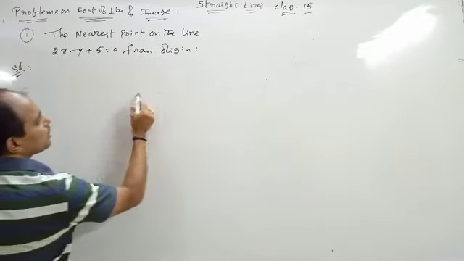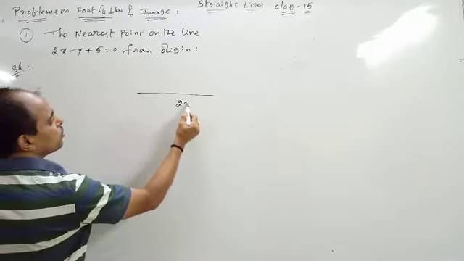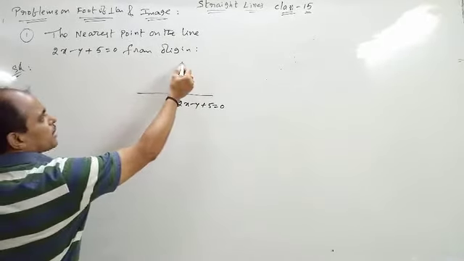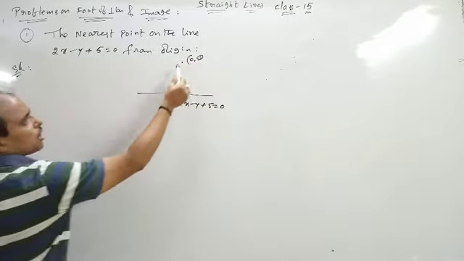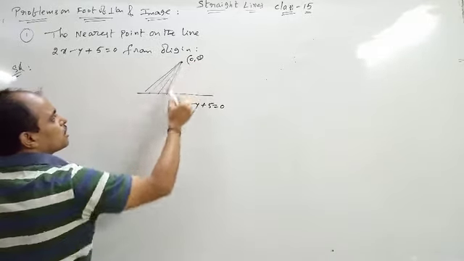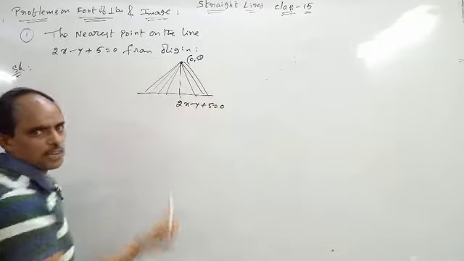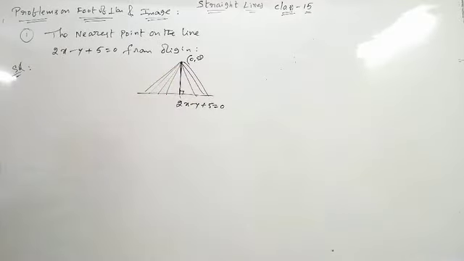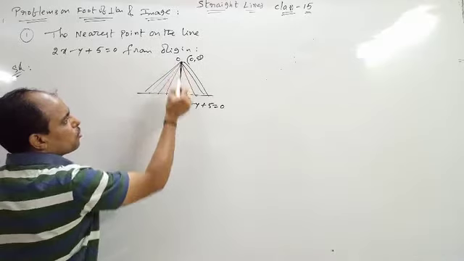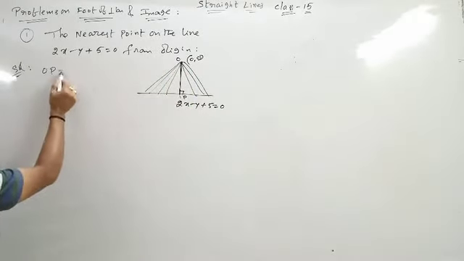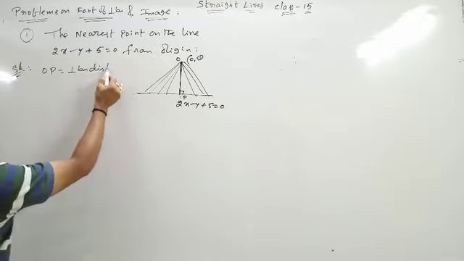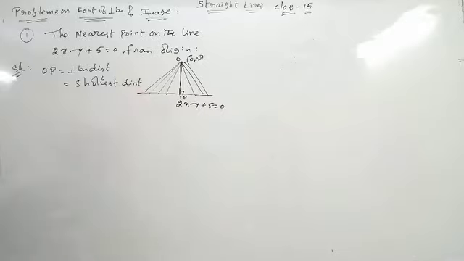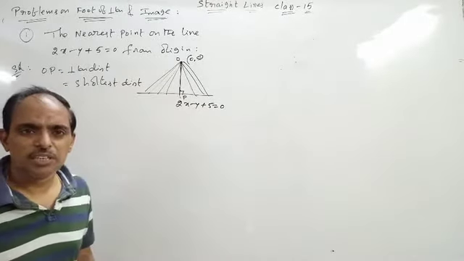Let us suppose this is the line. What is that line? 2x minus y plus 5 is equal to 0. And origin is somewhere. Let us suppose origin is here. What will be the shortest distance? These are all distances from origin to the given line. The shortest distance is nothing but the perpendicular distance. So this will be the least distance, OP. So OP is equal to perpendicular distance, which is shortest distance. So what about P? P is nothing but the foot of perpendicular.